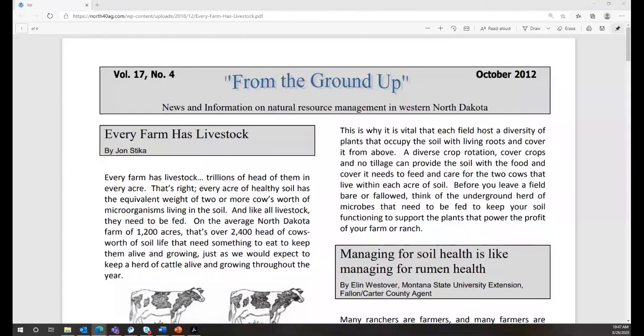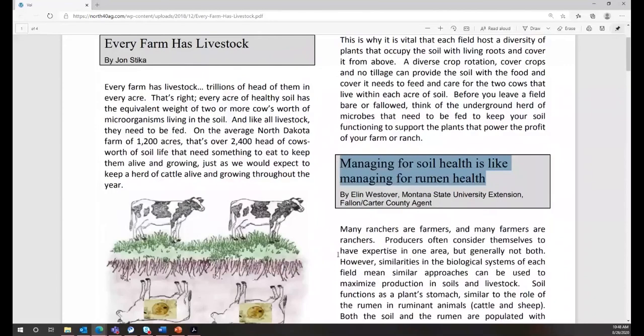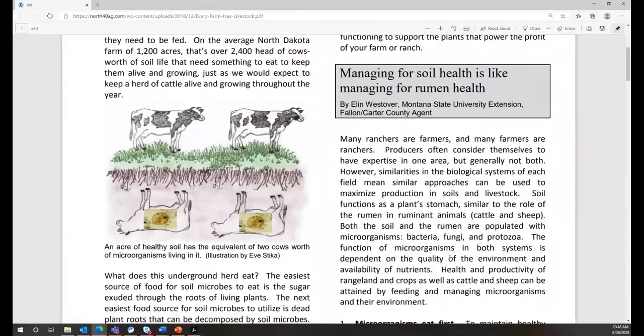Another transition I want to do while listening to Karen's presentation is there's this great PDF. I'm going to put the link to it in the chat here, where an extension agent in Montana did an article saying managing soil health is like managing for rumen health. So if anybody knows more about animals and soil health, or wants to learn more about rumen health and soil health at the same time, there's a nice little article you can read about microbiology populations in both rumen and soil health.